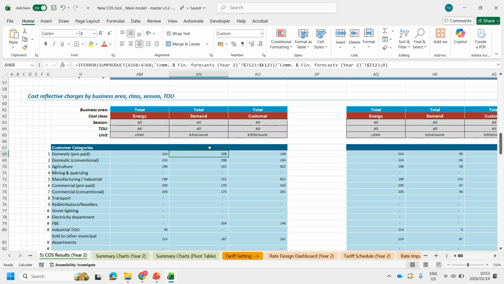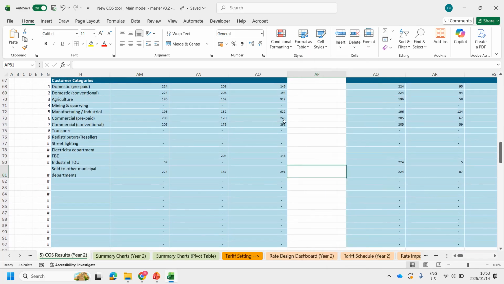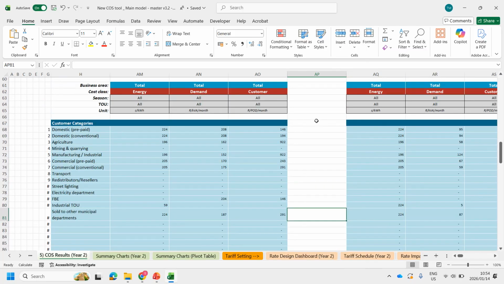It costs you around 208 rands per kVA per month, and around 146 rand per POD per month. So if you wanted to be fully cost reflective, these would be the tariffs that you charge to your customers to recover all of your costs. But like I said, the tariff design principles and other key considerations are there in place for a reason. So it may not always be the case that your tariffs will be exactly the same as what you see here.